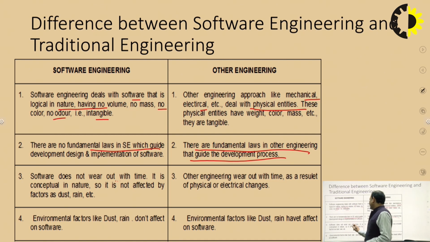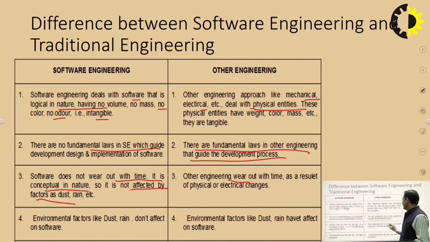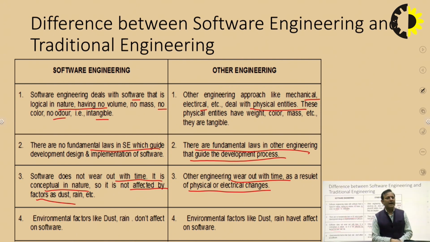Software does not wear out with time. It is conceptual in nature, so it is not affected by factors like dust and rain. While other engineering wears out with time as a result of physical or electrical changes. Environmental factors like dust and rain don't affect software, while environmental factors like dust and rain do have an effect on hardware.